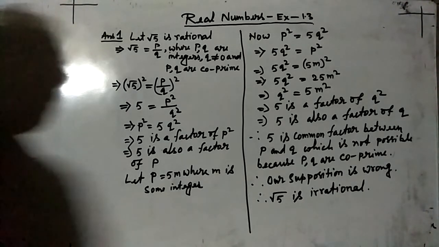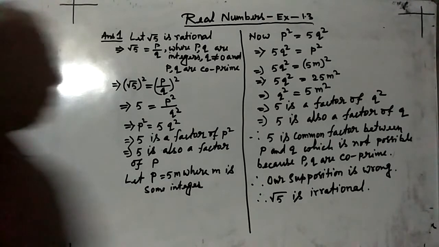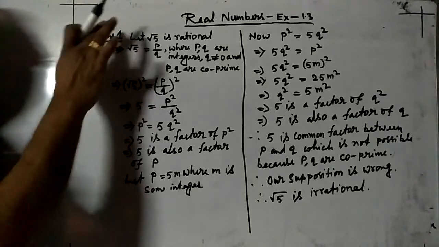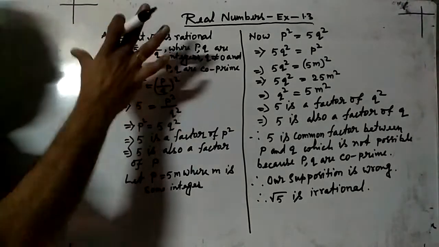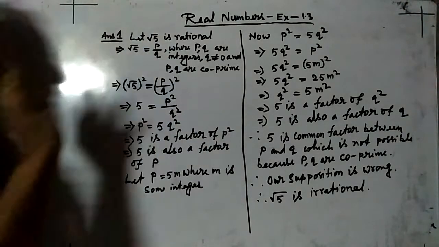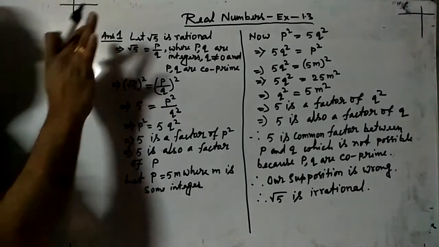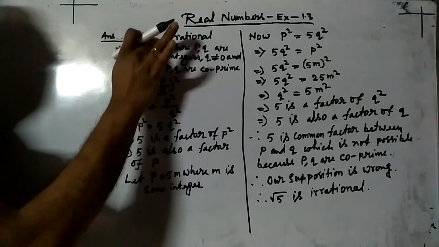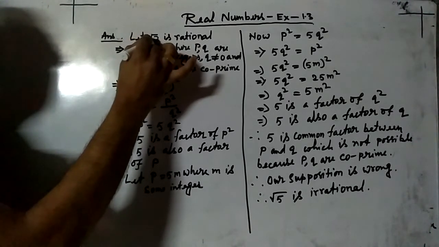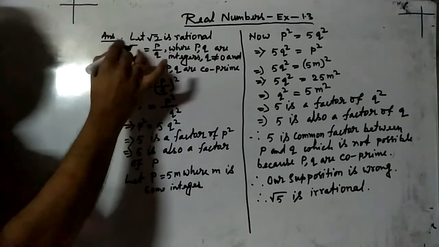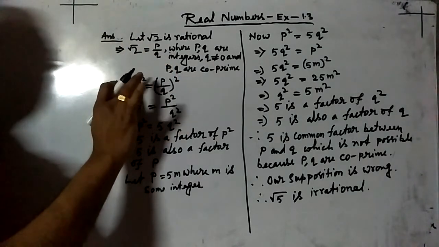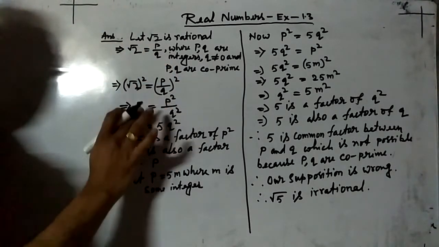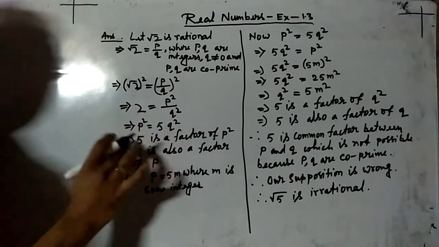Understood everyone? If the question says prove that root 2 is an irrational number or root 3 is an irrational number, then what will happen? What will you do? This is question number 1. If the question says prove that root 2 is irrational, then what will you do for root 2? In place of 5, just write 2. Here 2. Here also 2. Here remove it, put 2.